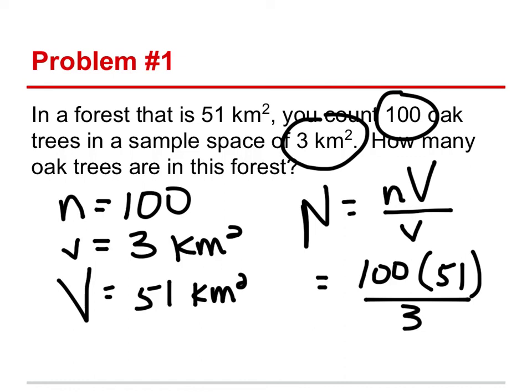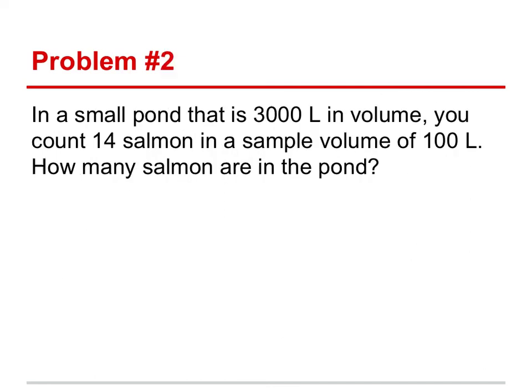After you perform your calculation, you'll find that there are 1,700 oak trees in our forest. That is our estimation. It might not be exact, but it gives us a pretty good picture of how many oak trees there are thereabouts.